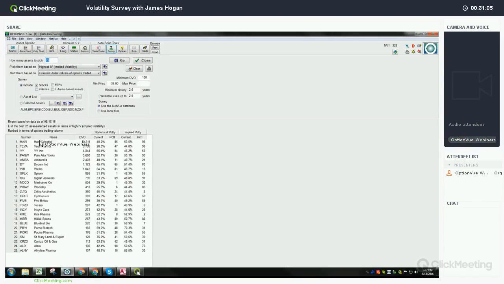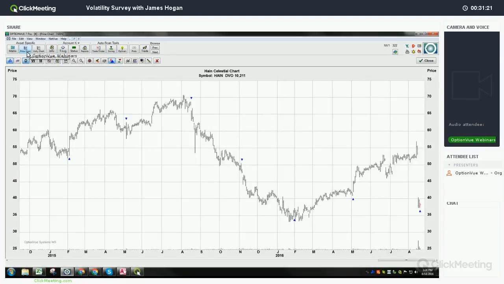Hain is something that I was watching this week. It took a real beating around, I'm guessing, earnings announcements. To find out more information, you can highlight this right here and take a quick look at the price chart. When I click on the price chart, because I was highlighted on Hain, you can see that it pulled it up right away.